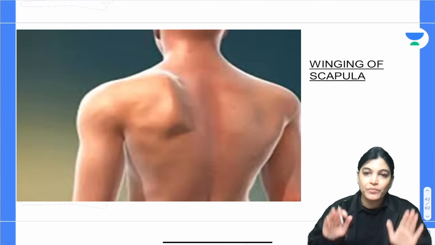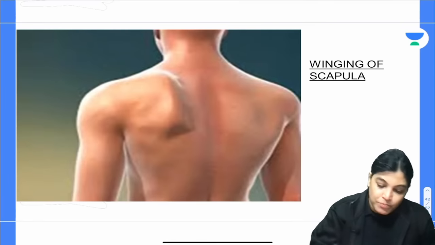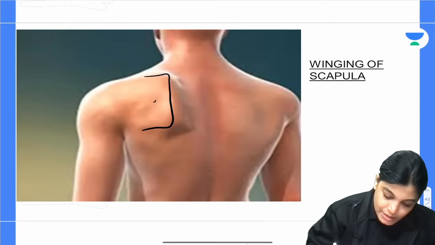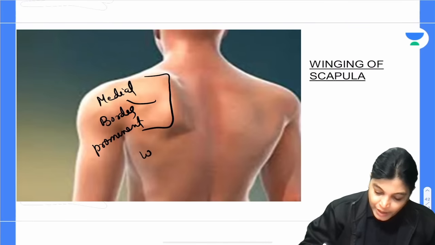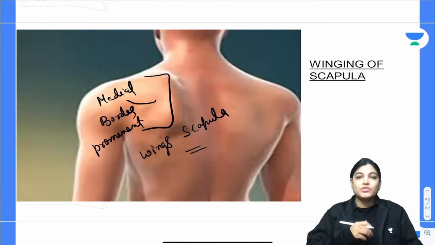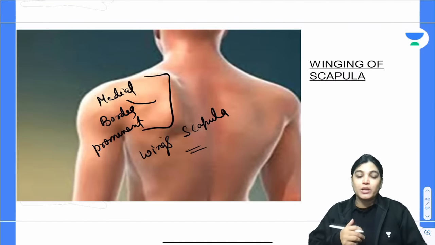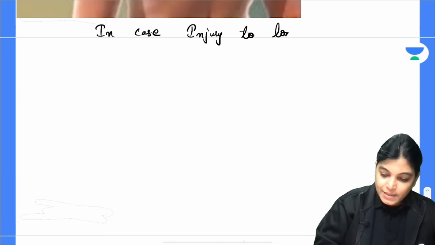So what will happen? When you ask the person to push against the wall, there will be prominence of the medial border of the scapula. Here the medial border of scapula is prominent and it appears like wings of scapula. So it is called winging of scapula. In case of injury to serratus anterior muscle, the clinical condition seen is called winging of scapula. So write down: in case of injury to long thoracic nerve.